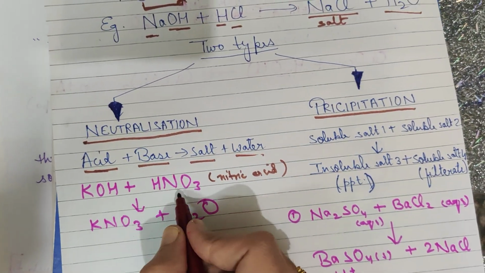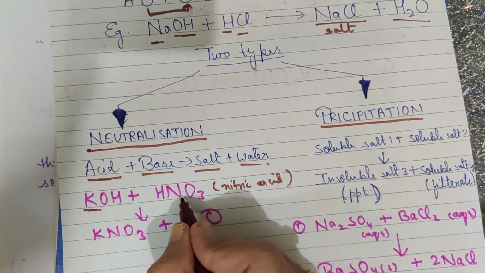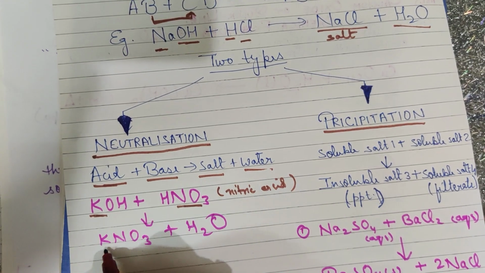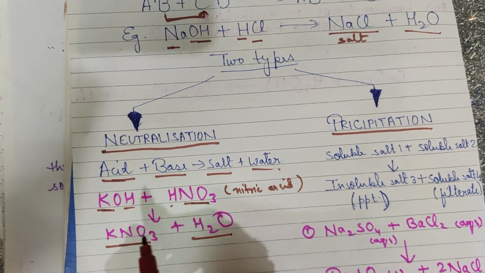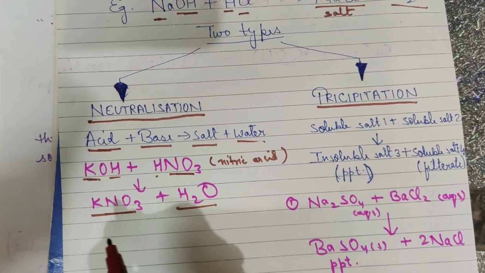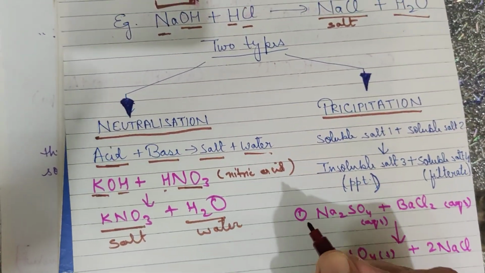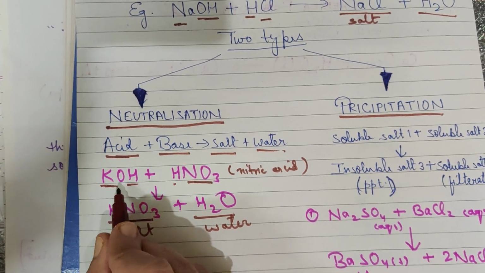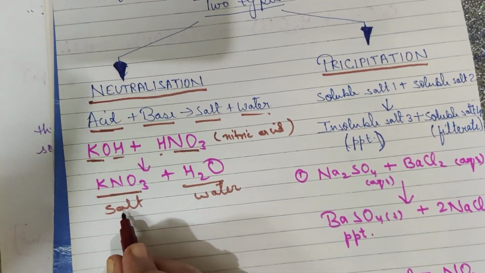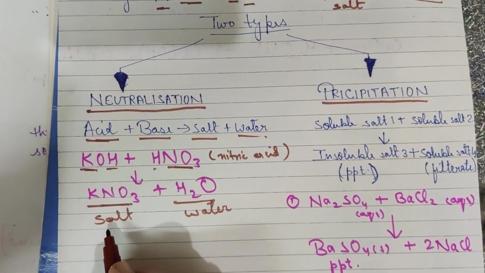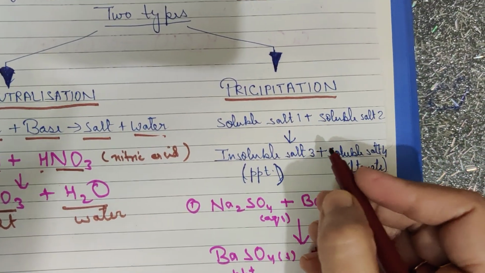So here KOH is reacting with HNO3. So I hope you can form the product now. K will react with NO3. So the product will be KNO3, and OH will react with H to form H2O. So base is reacting with acid to produce salt plus water. This is what neutralization means, because here you can see that base and acid have neutralized each other because the product formed is a neutral product. So this reaction is classified as neutralization reaction. Now coming to the next type, precipitation reaction.